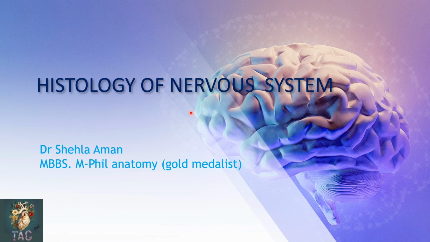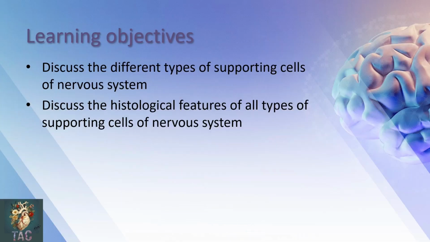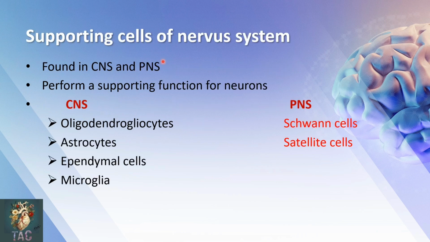In today's class of Histology of Nervous System, we are going to discuss the different types of the supporting cells of the nervous system and discuss the histological features of all types of the supporting cells of nervous system. Supporting cells of nervous system are found in both the central nervous system and in the peripheral nervous system. They perform a supporting function for the neurons.